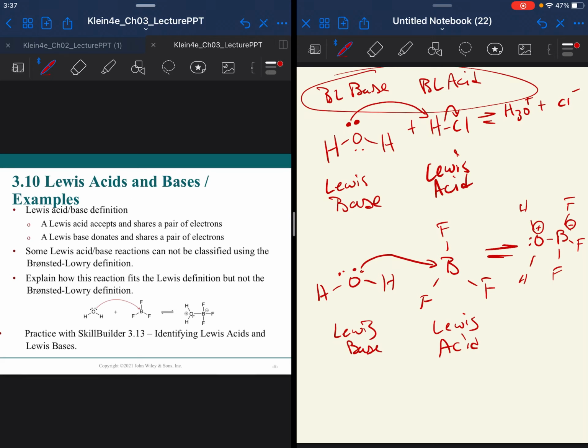Practice identifying Lewis acid and Lewis base in the examples in your homework and found at the end of Chapter 3 in that 3.10 module.